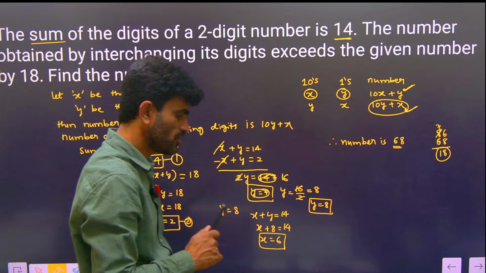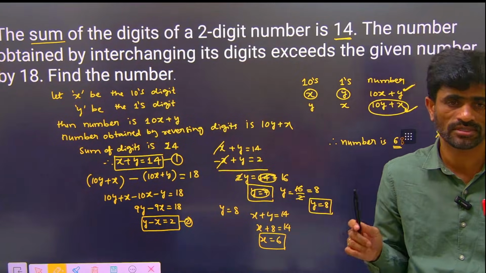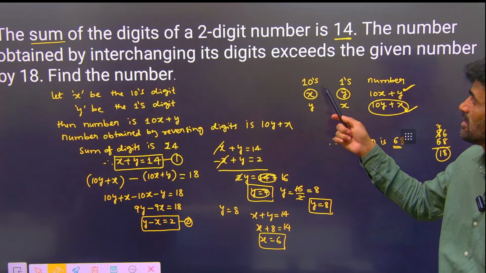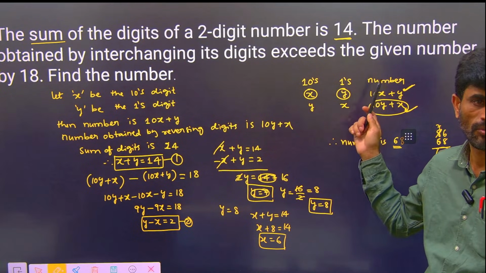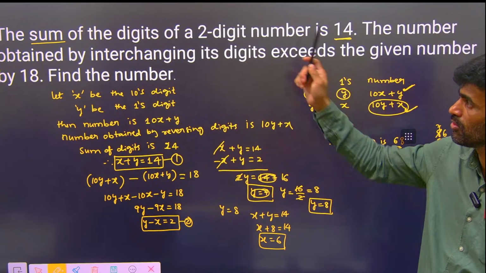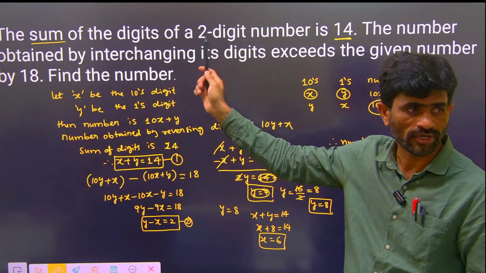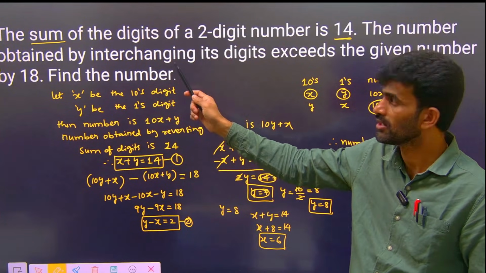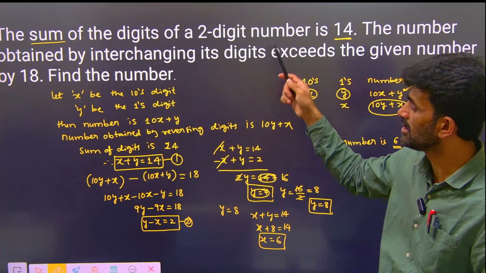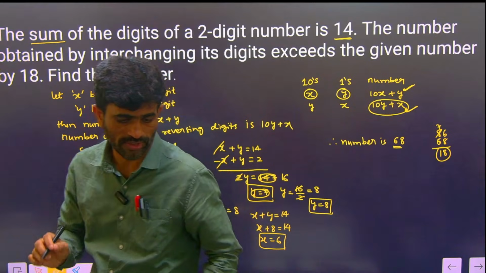Most of the times this comes in pair of linear equations and quadratic equations. Two-digit number means tens place, ones place, what is the number? After reversing the digits, what is the number? Then go to the question. In the question, how is it given? Sum of digits is given or product of digits is given. After that, how the number obtained by reversing the digits is related to the original number, you'll get the equation. Then you have to solve it.